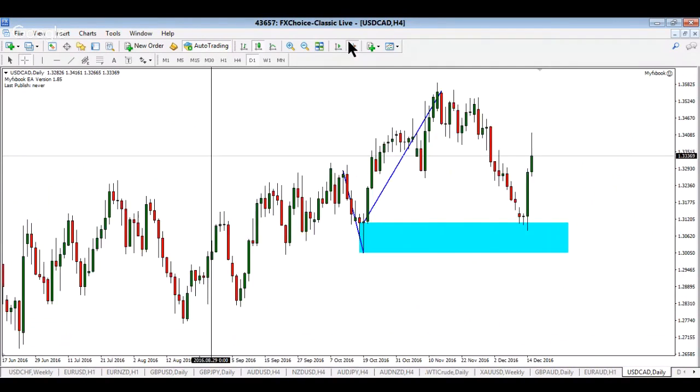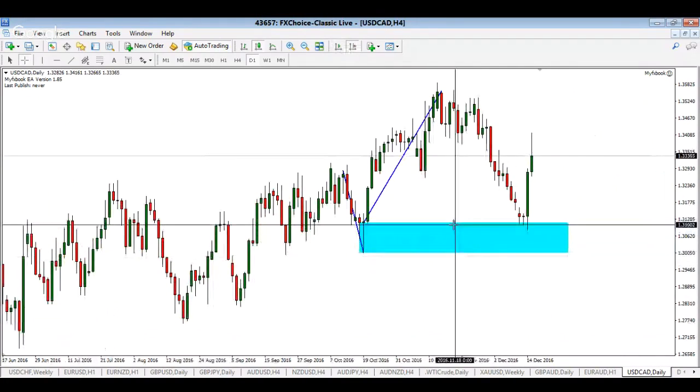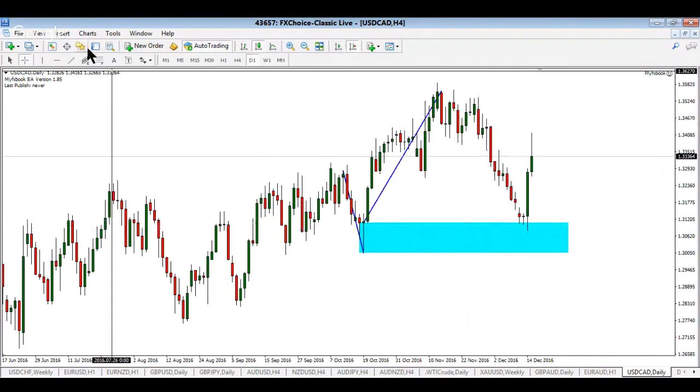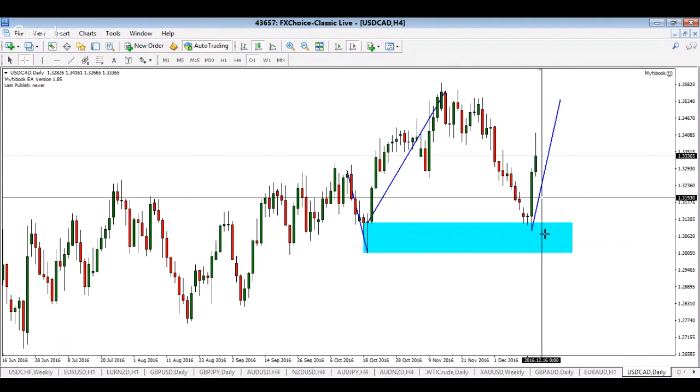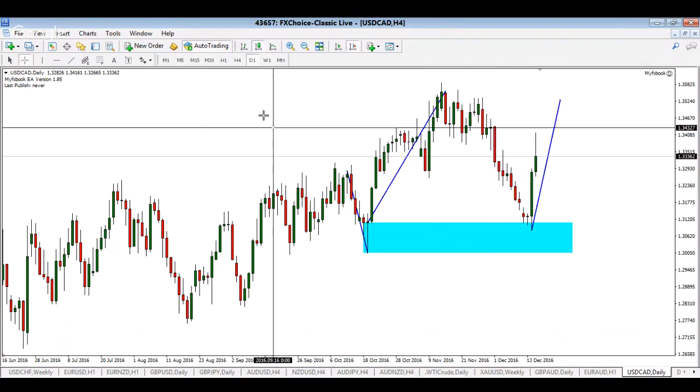On the daily, as you can see, it hit this zone perfectly, and it's already gone up to a high of about 300 pips. We can eventually see price come all the way back up here. All right, so that's a strong demand zone. See how powerful that is?